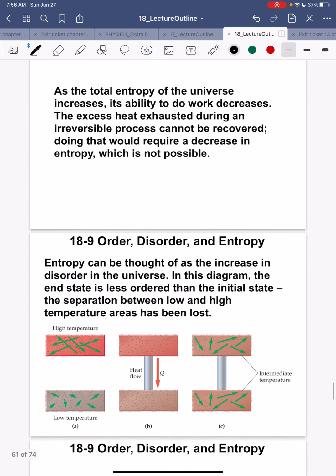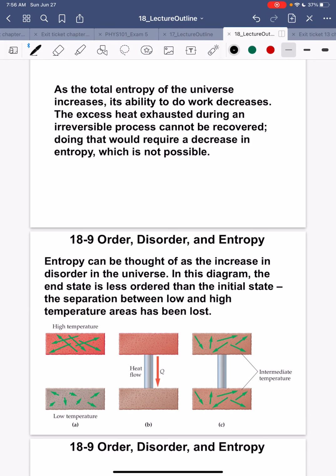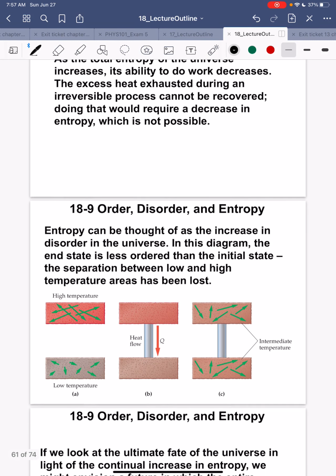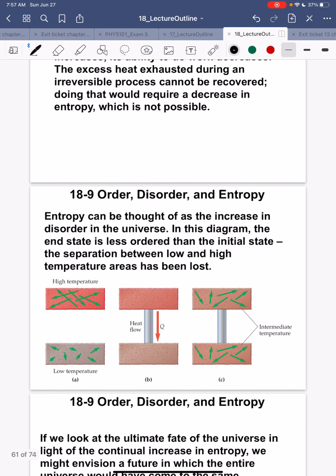Now, there is a connection between entropy and disorder, and when we talk about this, we can think of entropy as an increase in the disorder of the universe. In this diagram, the end state is less ordered than the initial state, and the separation between the low and high temperature areas has been lost. Here we have low temperature, and here we have high temperature.